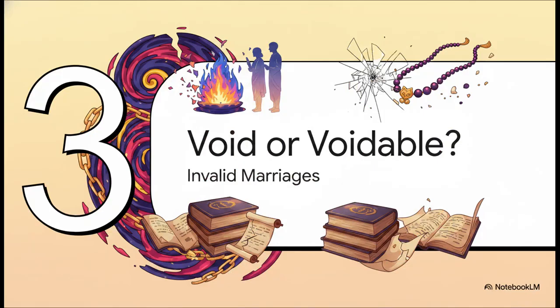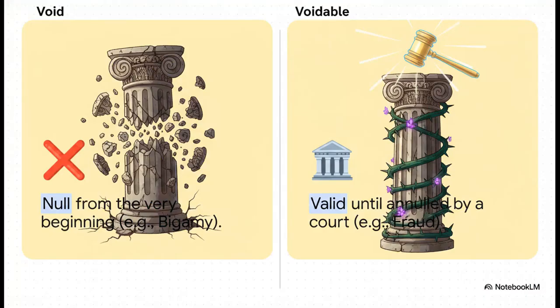Moving right along, Section 3, Void or Voidable. Okay. Let's dive into what happens when the rules are broken right from the start. There's a critical legal distinction you need to know here. Section 11 covers void marriages. These are literally null from the very beginning. So if someone commits bigamy or marries a close sapinda relative, in the eyes of the law, that marriage just never existed at all. On the flip side, Section 12 outlines voidable marriages.